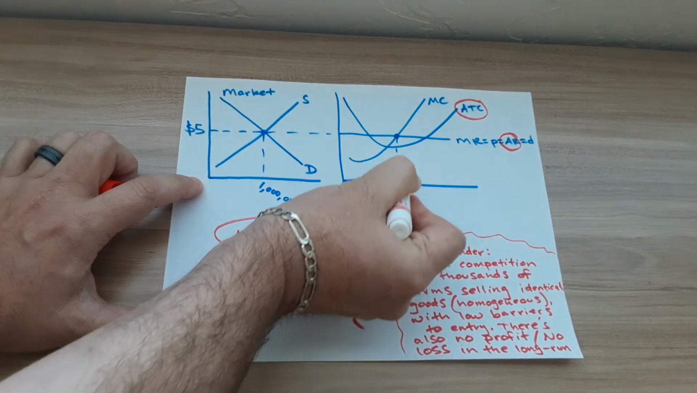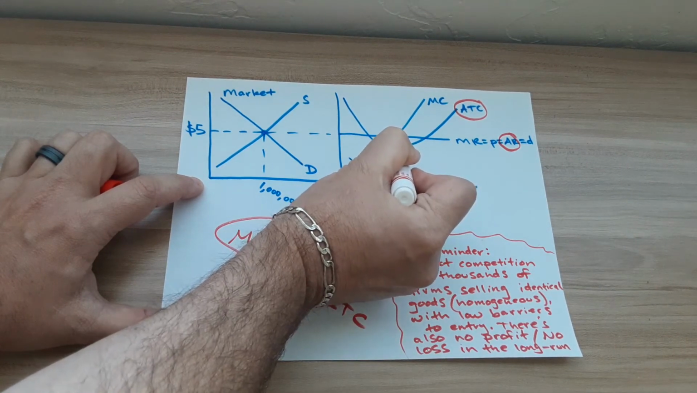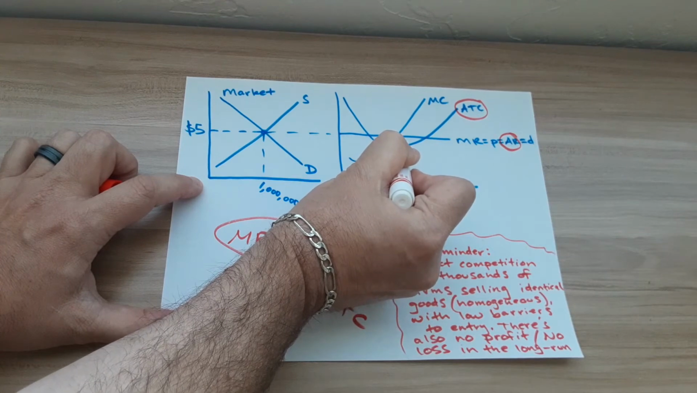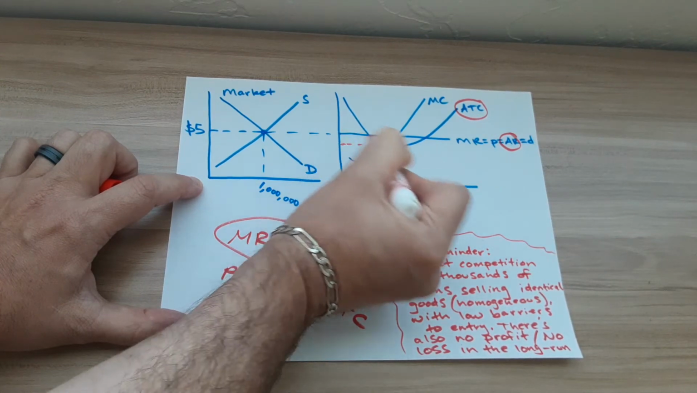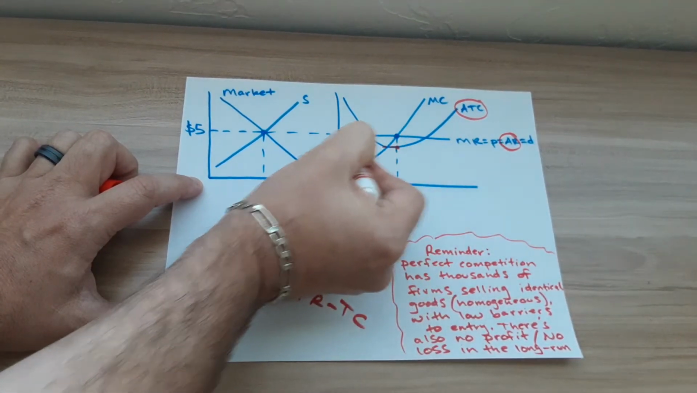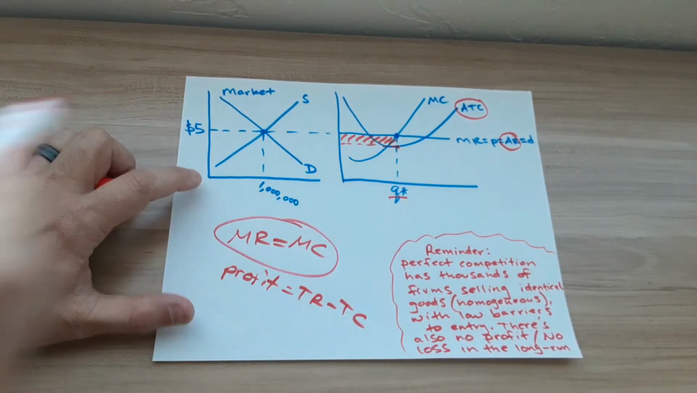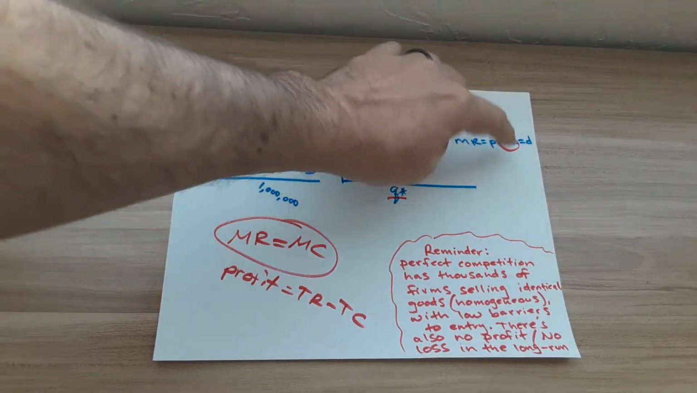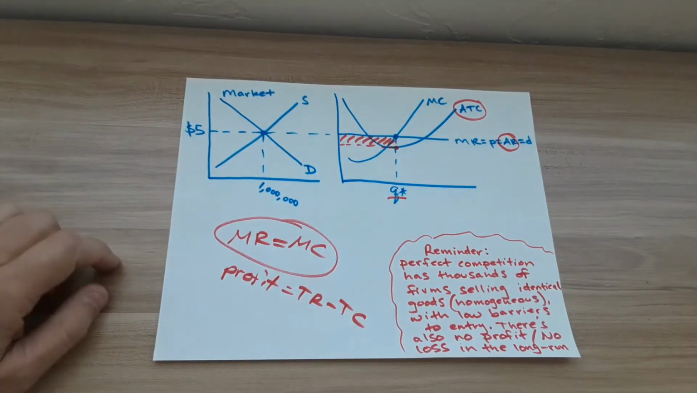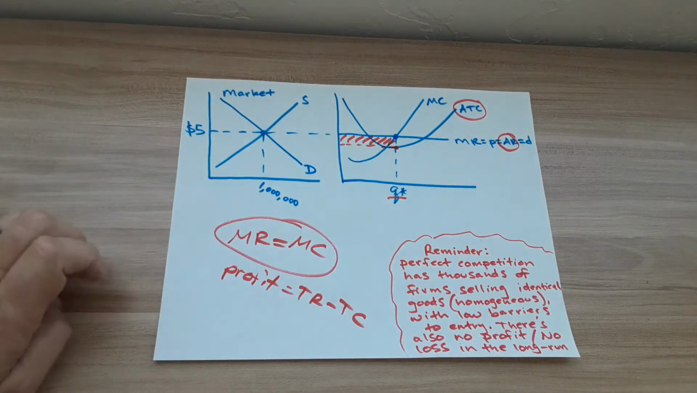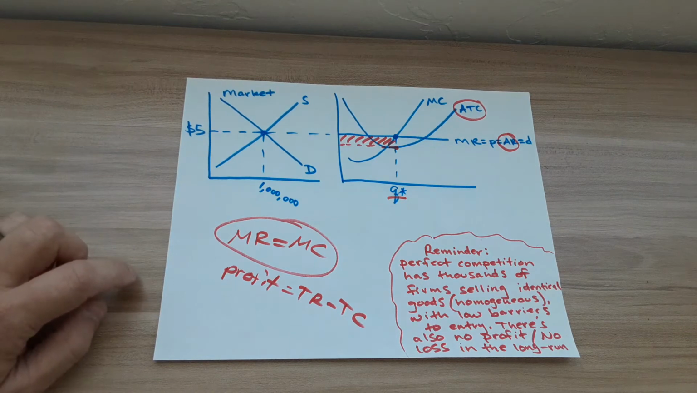So I trace straight up until I hit, well, I'm going to hit ATC first. And then trace over this way. Then I have AR above it. So this box here is the gap between the cost and the revenue. And cost was lower than revenue. So that area there that's red is our area of profit.